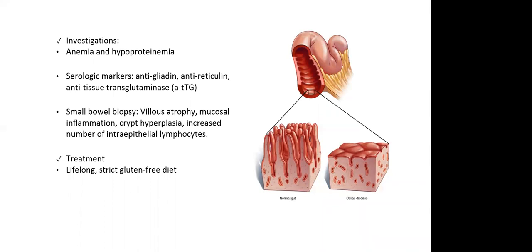For investigation, like I mentioned before, TTG, and also biopsy to look for any villus atrophy. For treatment, it is simple: just a strict gluten-free diet. Just take other food. Next.